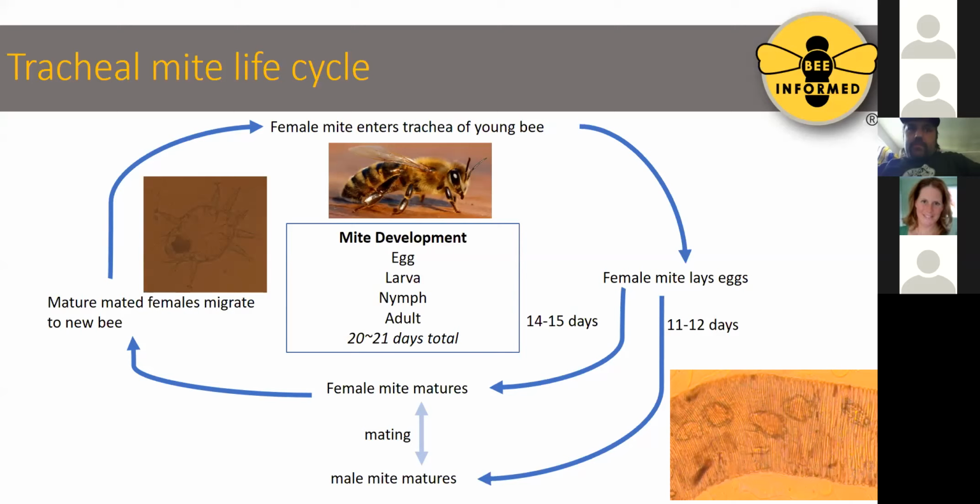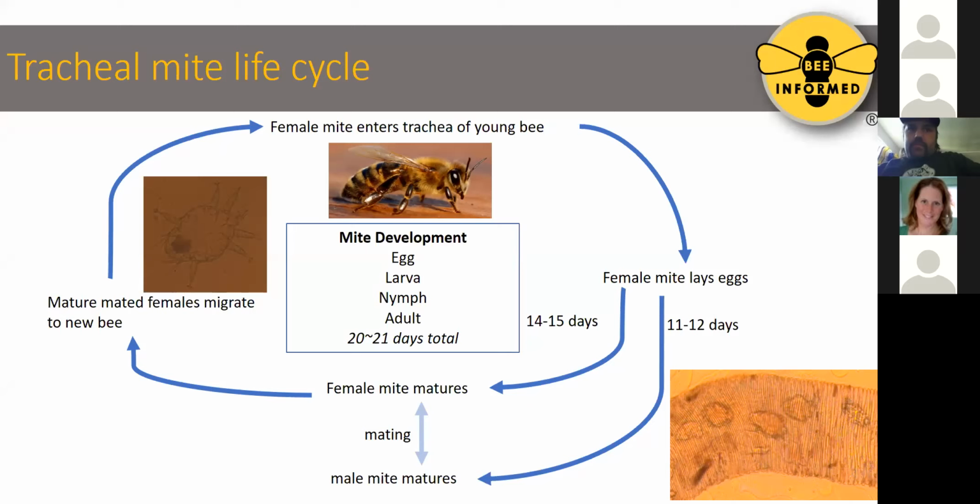Once she's in there and lodged in the trachea, she lays eggs. Typically, it's about half a dozen within the first 3 or 4 days. She'll lay both female and male mites. Typically, the female mites outnumber the male mites 3 or 4 to 1. The males do mature a little quicker, 11 to 12 days. Females are 14 or 15. But once they're both mature, they do mate, and that process takes about 3 weeks total to get the eggs laid, matured, mated.